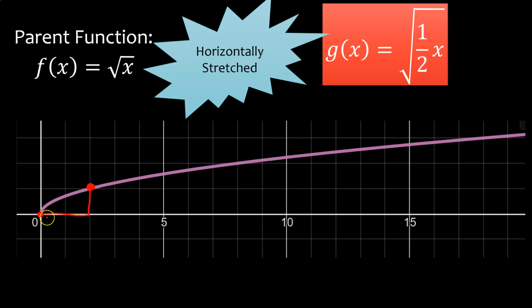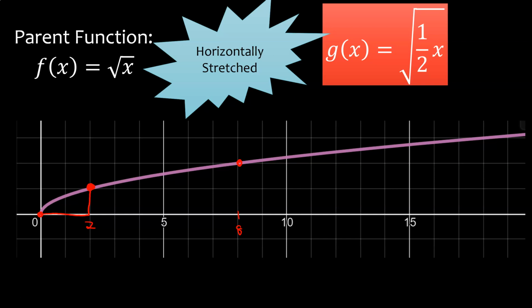Then here, the next nice value for the normal graph for the parent function is over 4, up 2. We now go over 8. Okay, so we now go over 8, up 2. It is twice as long as what's normal. Well, where do you think the next nice number is? Well, normally the parent graph would be 9, 3.